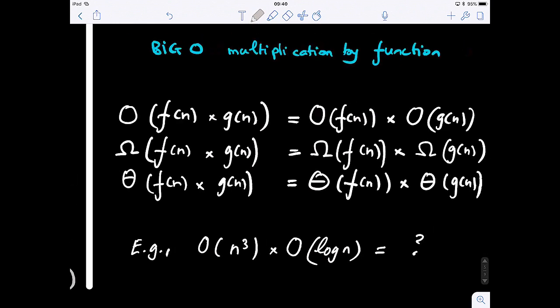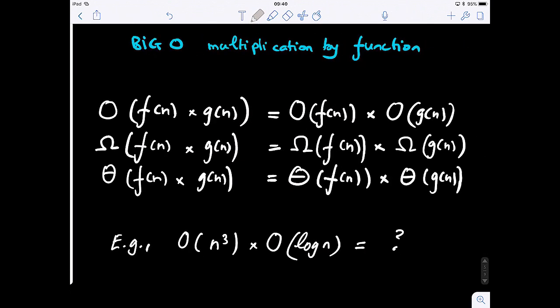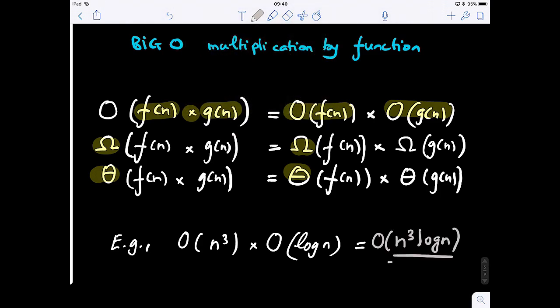Now, what about multiplying by a function? This is the new rule. If we have two functions and we multiply them, then we need to multiply their complexities, okay? And this applies to all three big classes. So what is the time complexity for these two functions, cubic and log n? It's n cubed times log n. You can plot this function and visualize it, okay?